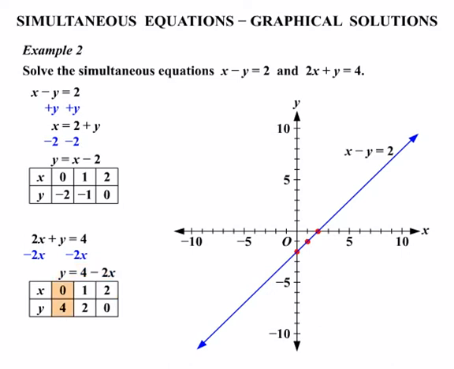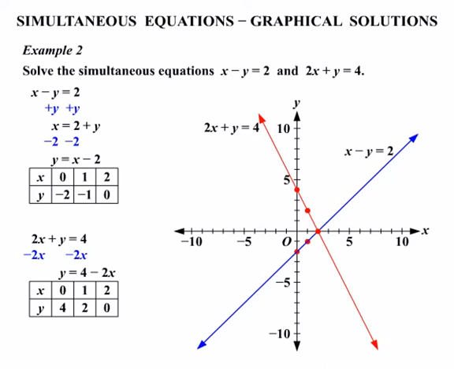Let's plot these points now. 0, 4, so across 0, up 4 there on our y-axis. 1, 2 will be this point here. And then lastly, 2, 0, across 2, up 0 gives us this point here on our x-axis. So we join our points up, extend that line out, arrows on either end of the line, and we label our equation 2x plus y equals 4.